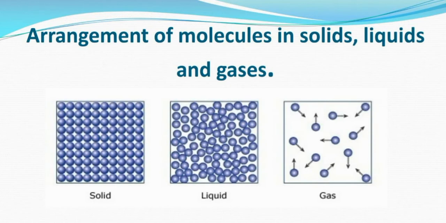Now we will talk about gases. In gases, you can see the molecules are separated by very large empty spaces. They have a lot of freedom to move about. The molecules in a gas move faster than the molecules in a solid or a liquid. That is why a gas has no definite shape and volume. Gases do not have a fixed shape and volume.